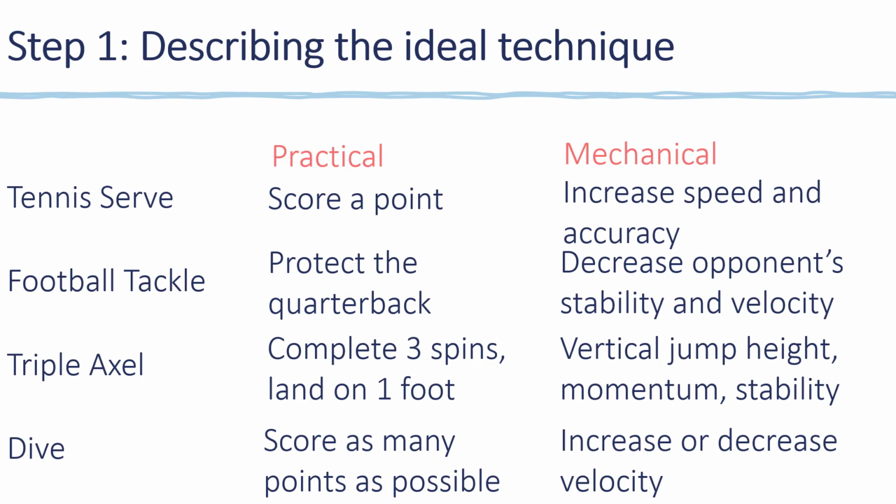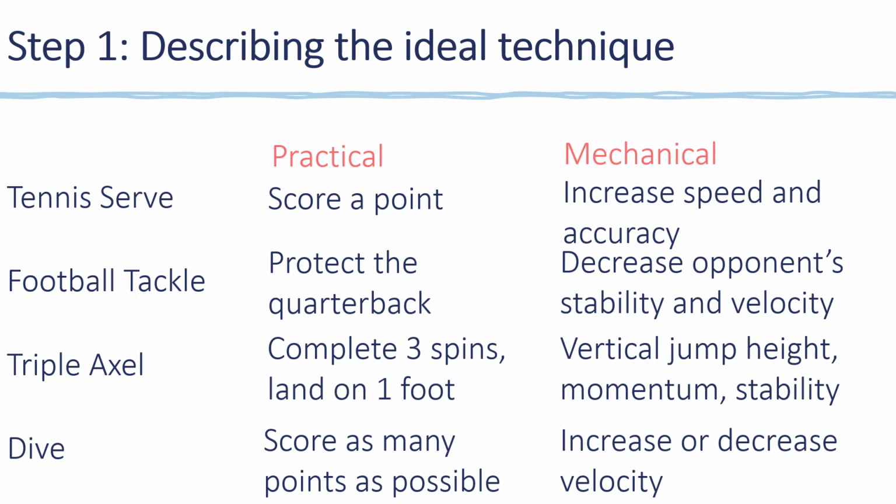So these are some examples of practical and mechanical goals that are involved for the same skill. So just so that you can compare, visually or by reading this, what the difference is between a mechanical and a practical goal. So for a tennis serve, for example, the practical goal is to serve a point. And the mechanical goal would be to increase the speed and the accuracy of the serve.